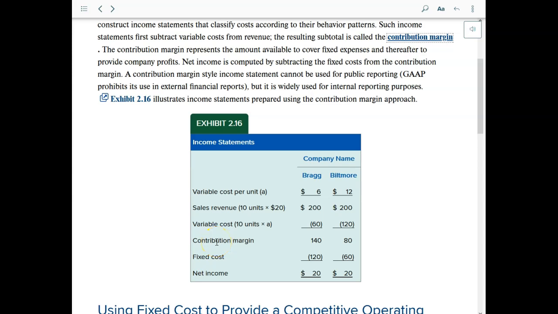Contribution margin is not the same thing as gross margin or gross profit. It's strictly defined as sales revenue minus variable cost. Take away your fixed cost, and there's your net income.